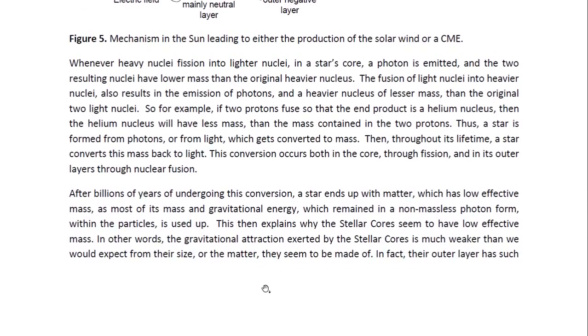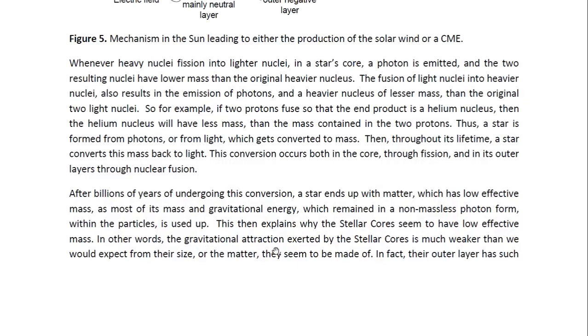Now, after billions of years of undergoing this conversion, a star ends up with matter which has low effective mass, as most of its mass and gravitational energy, and by gravitational energy here I mean the non-massless form of it, which remained, this is the gravitational energy which remained in the non-massless, i.e. photon form, within the particles, is used up. And this is why the stellar cores seem to have such low effective mass.